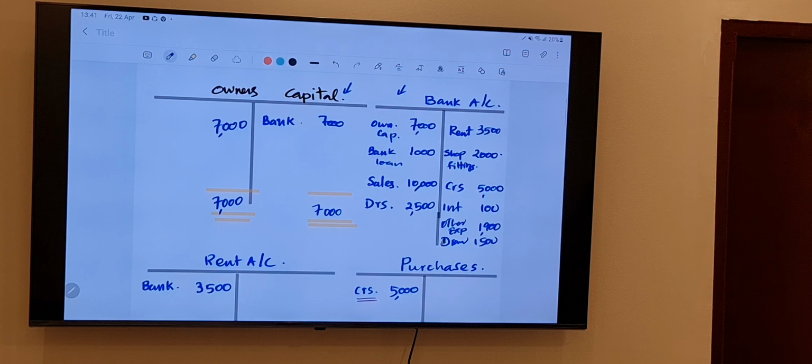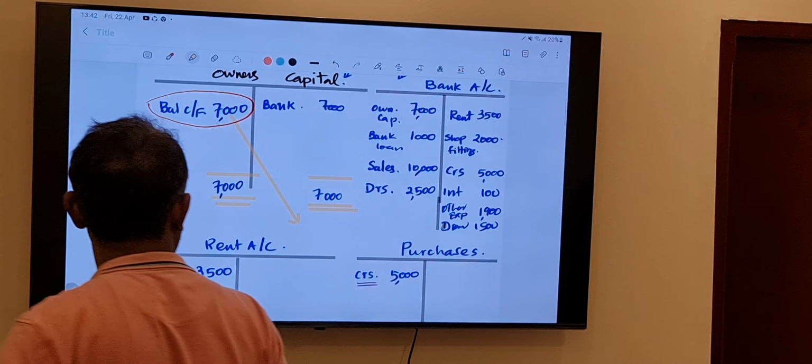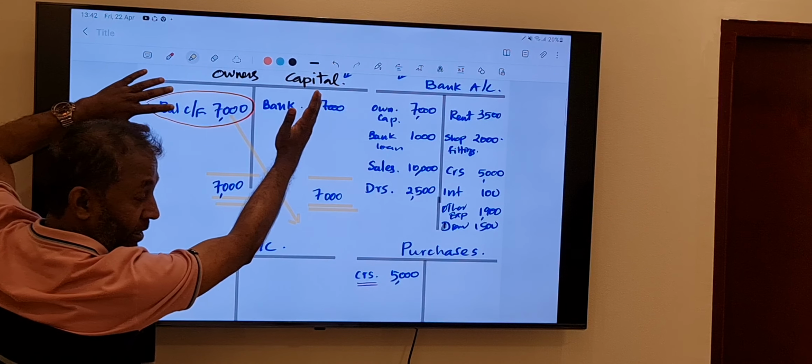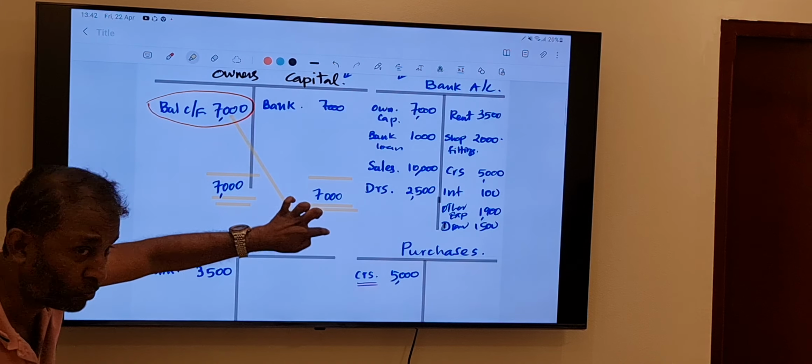So what do you do if it's a capital? Tell me, balance sheet item or P&L item? Balance sheet item. So what you do is, balance credit forward. And this balance credit forward, what will happen now? It will come to the next period. Please note, opposite side, from here, opposite side, below the total. And the same amount should come.